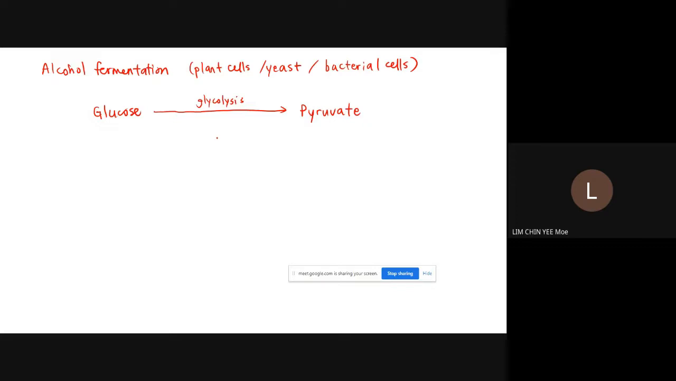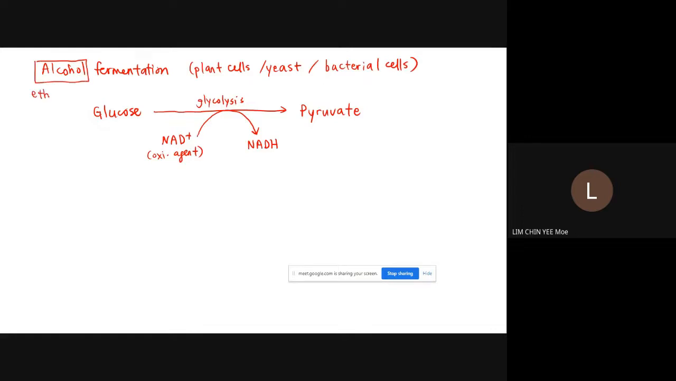During glycolysis, kita ada oxidizing agent apa? NAD plus ke FAD? NAD plus. Very good. NAD plus sebagai oxidizing agent. So NAD plus pula sendiri akan jadi NADH.